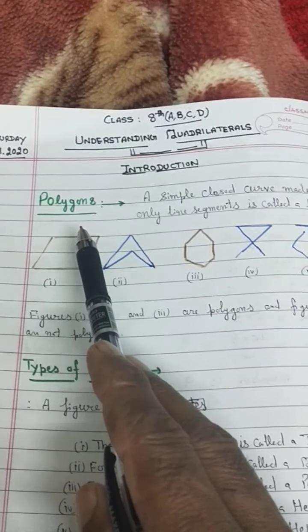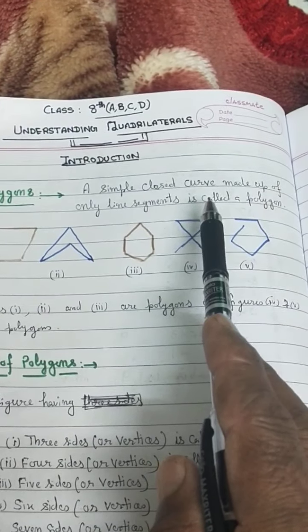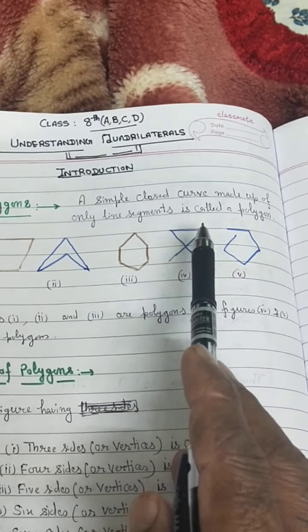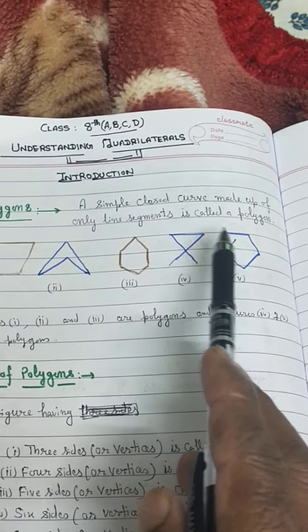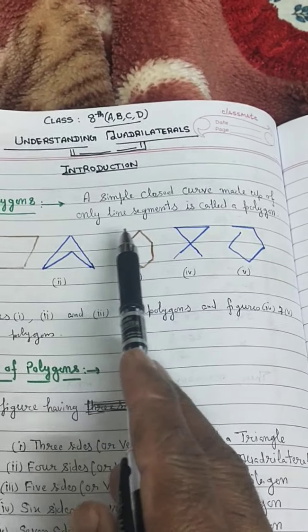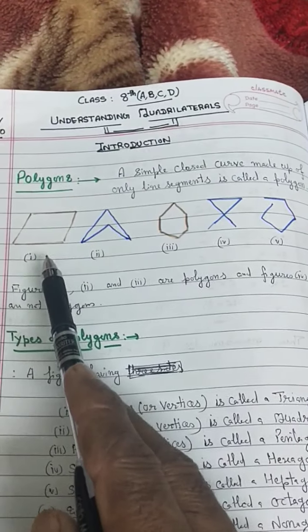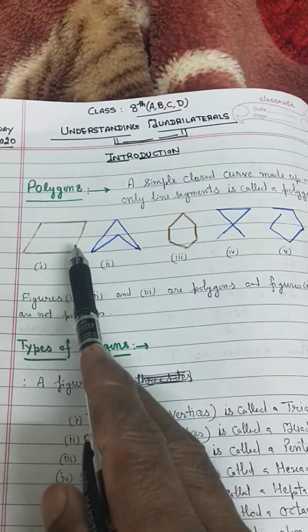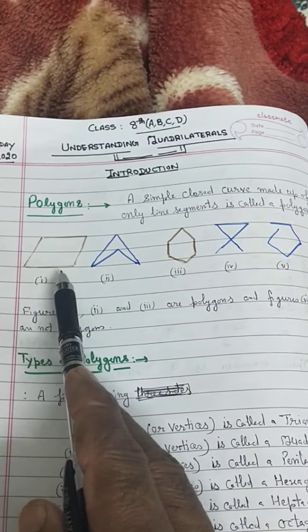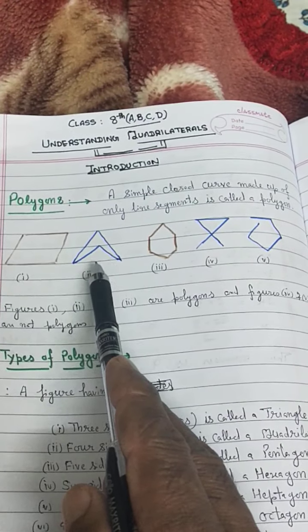What do you mean by polygons? A simple closed curve made up of only line segments is called a polygon. Look here, this is a simple closed curve. It has four line segments and is a closed figure. It is also a closed figure made up of line segments.